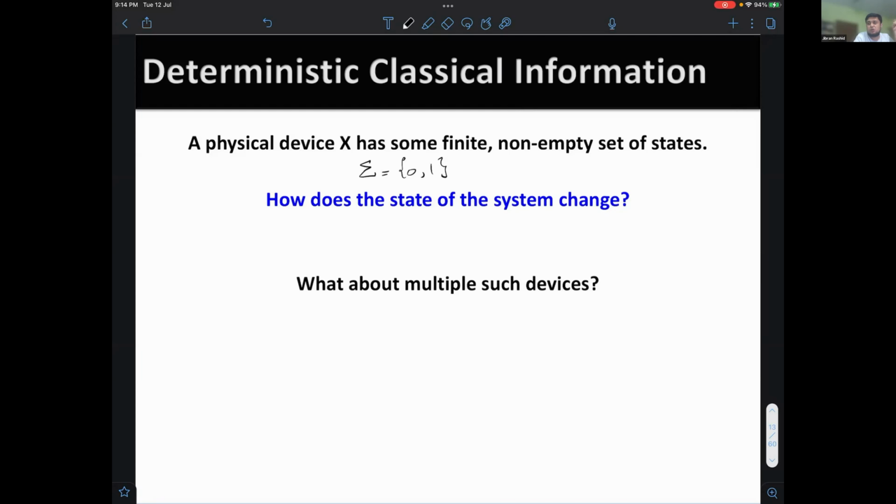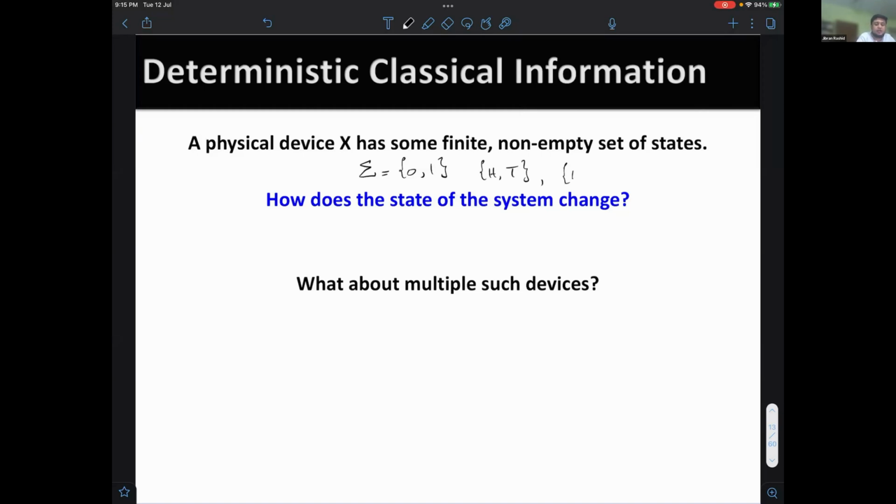And so the usual notation over here is that I use the capital symbol sigma to represent the set of different states that my device can be in. 0 and 1 here naturally are just labels. I might as well choose H and T. Some might take it for heads and tails for a coin flip. That's perfectly fine as well.